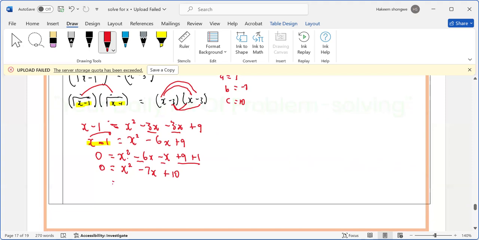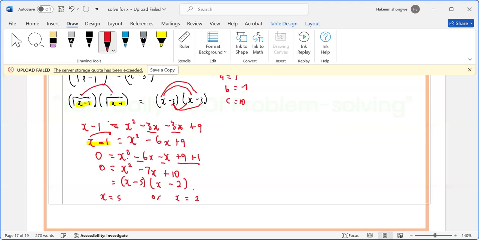Let me use the brackets here. So if I use the brackets, I am going to have x and x. I'm going to have -5, -2. And then x is going to be equal to 5 or x is going to be 2.